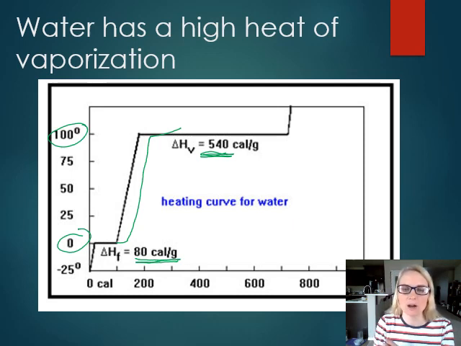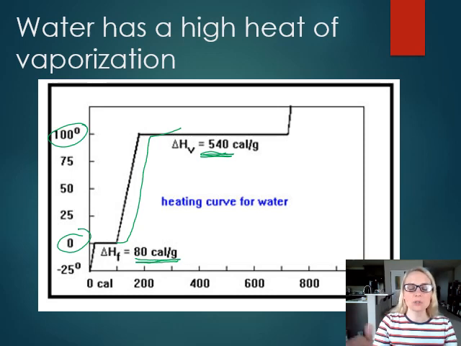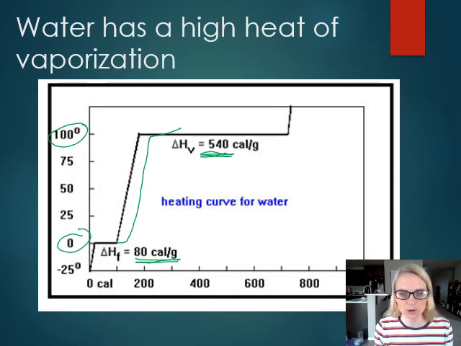And that's because of the hydrogen bonds, this high heat of vaporization, which is good for biological systems because it allows them to have a broad range of temperatures without going from a liquid to a gaseous phase in a short period of time. It gives living things a bigger range to have life in, right?